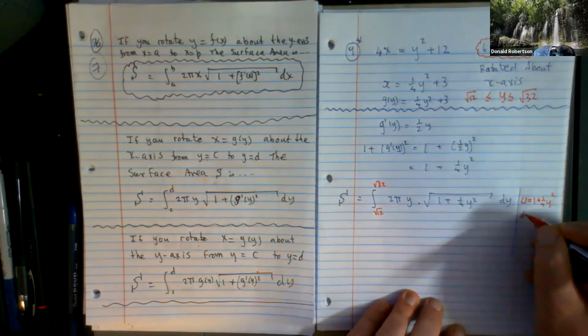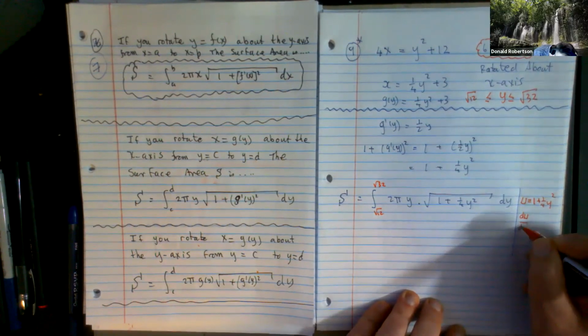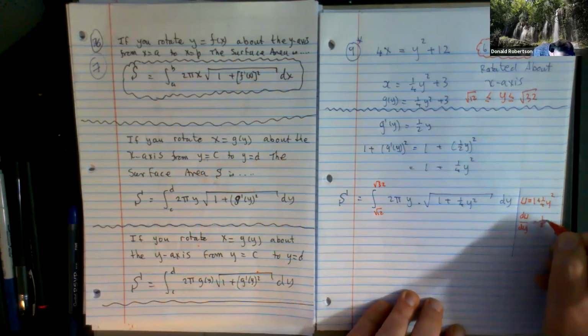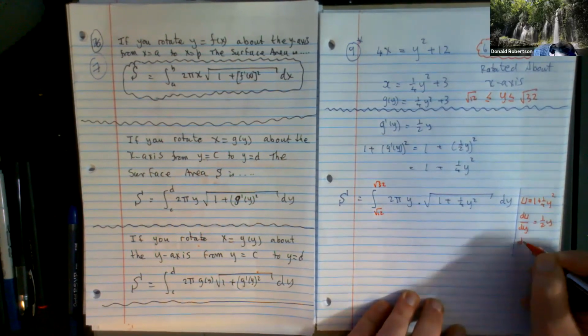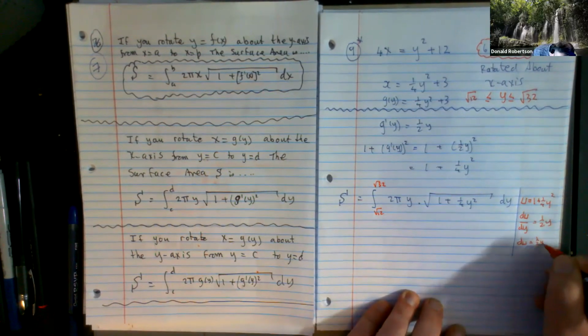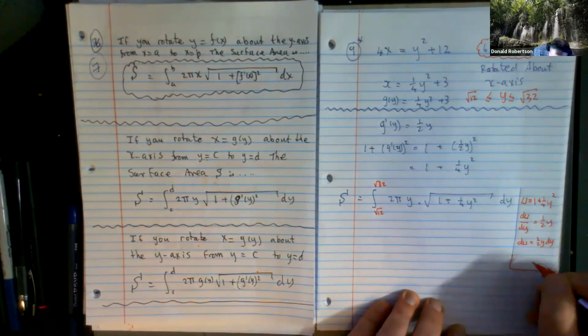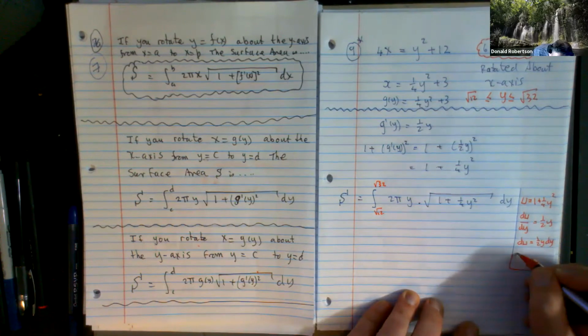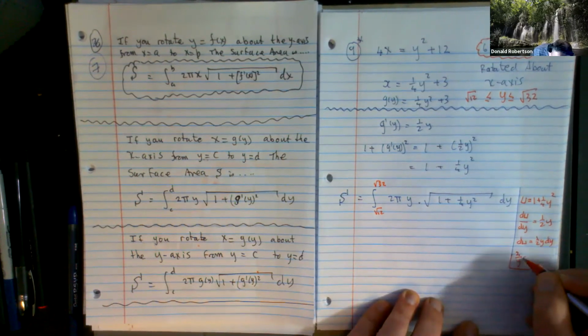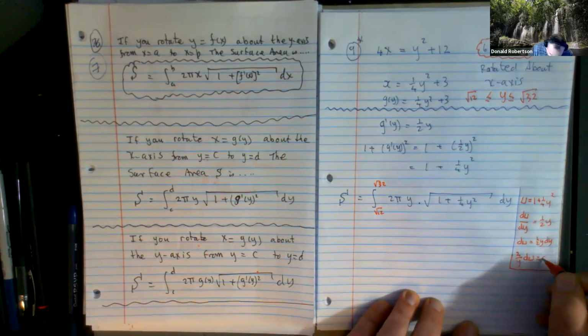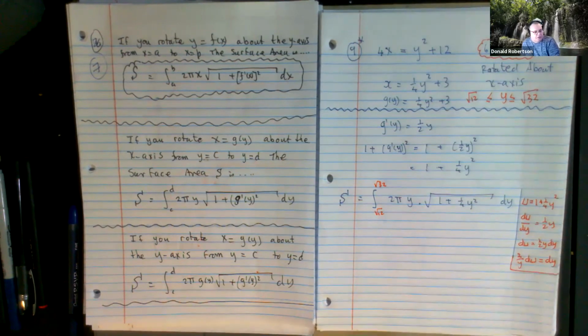Now, if you differentiate with respect to y, you get a half y. If you do the crossover, you get a half y dy. And if you isolate the dy, you get 2 over y du is dy. Are you happy about the 2 being in the top? Rather than saying 1 over a half y, I think 2 over y sounds better.